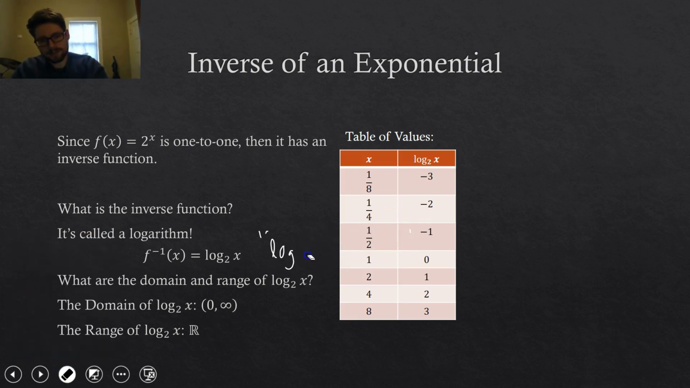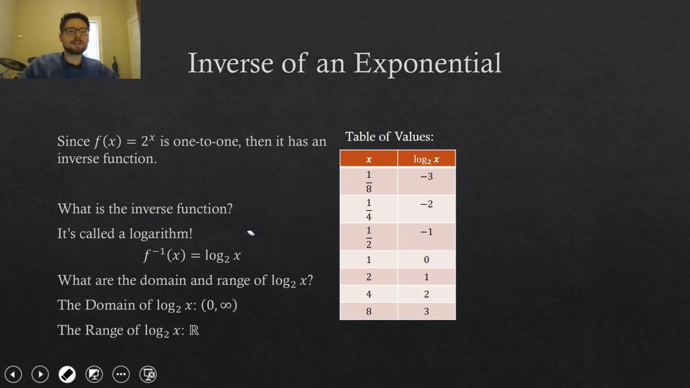I'm going to go and erase this. So logarithms table of values. Remember, to find the table of values of an inverse, you just simply flip the columns from one another. That gets you the table for the inverse function. If you put 1/8 into log base 2, you get -3. If you put 1/4 into log base 2, you get -2. If you put 1/2, you get -1. You put 1, you get 0; 2, 1; 4, 2; 8, 3.